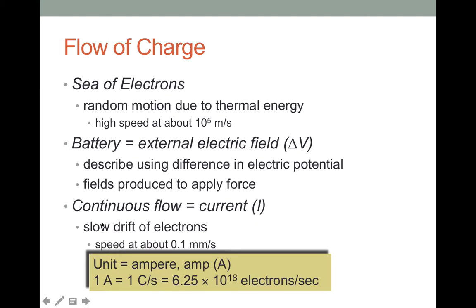The unit we use for electric current is called an ampere, or an amp for short. An amp is defined as 1 coulomb of charge flowing per second, where a coulomb is 6.25 times 10 to the 18th electrons, and a 1 amp current is that number of electrons flowing through a circuit every second.